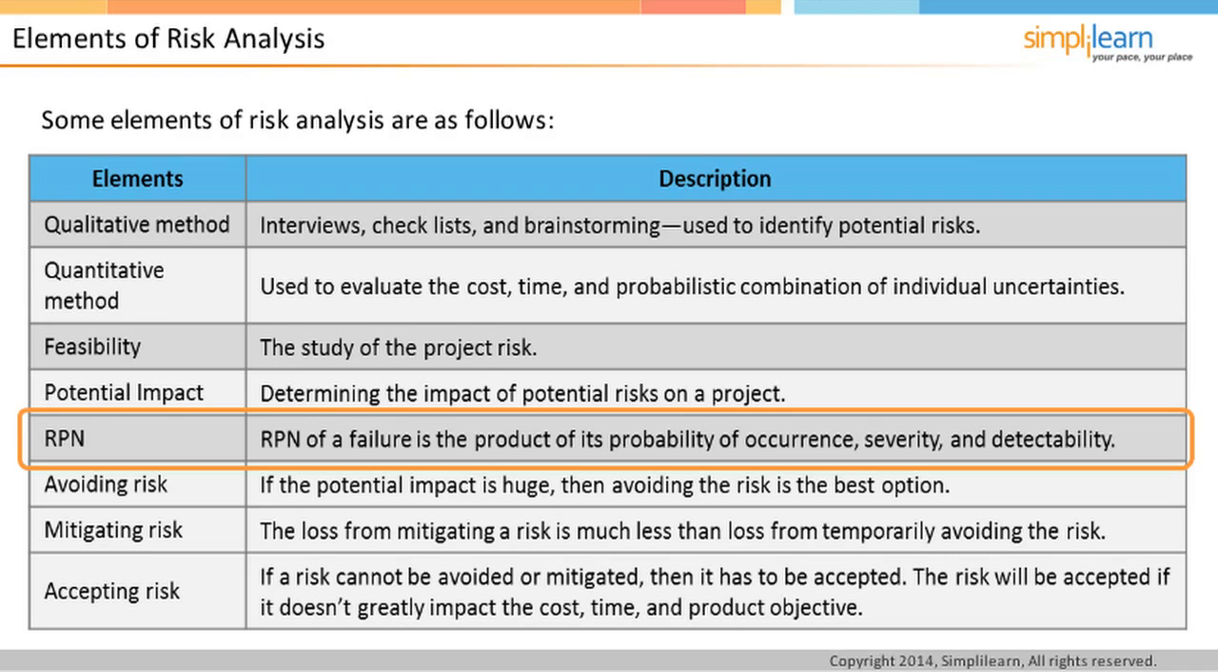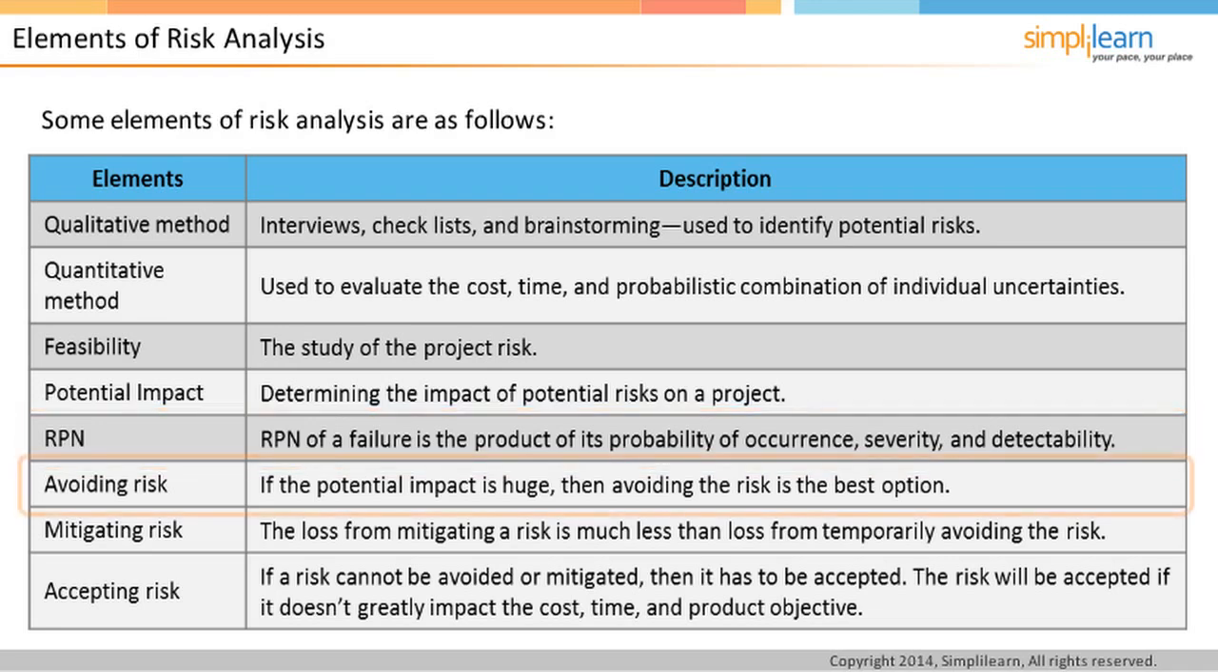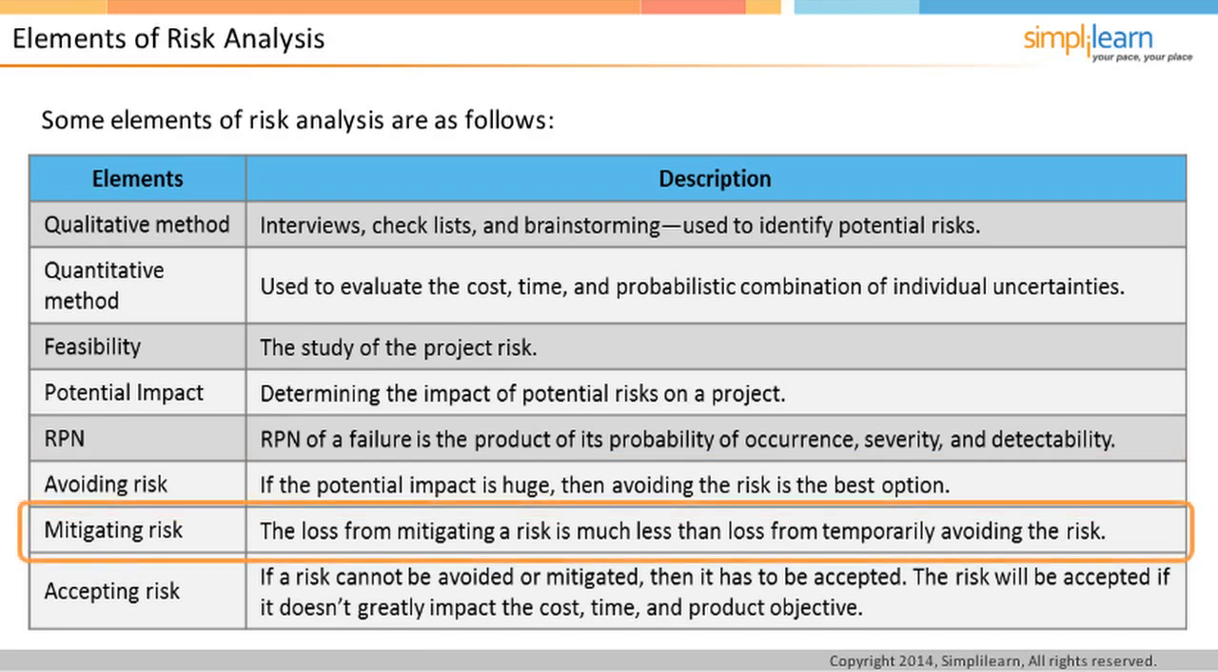Avoiding risk. When potential risks are identified, their impact in terms of cost, time, resources, and objective perspective is calculated. If the impact is huge, then avoiding the risk is the best option. Mitigating risk. Mitigating is the second option when dealing with risks. The loss that arises from mitigating a risk is much less than the loss that arises from the temporary avoiding of risk.